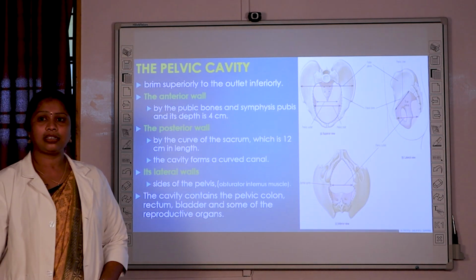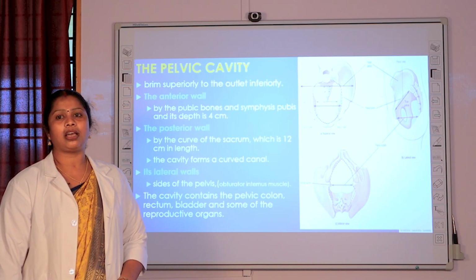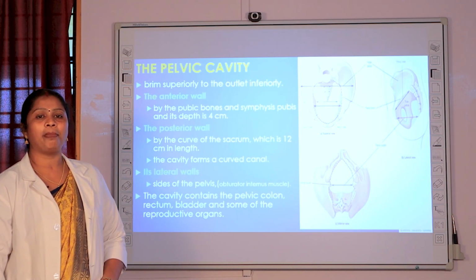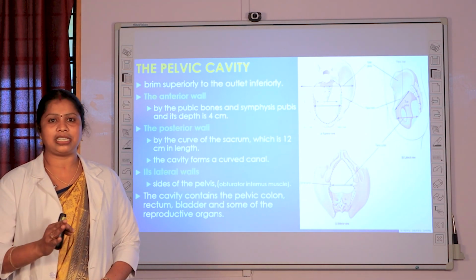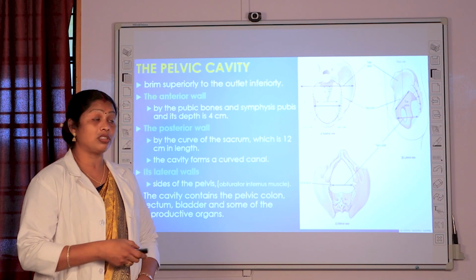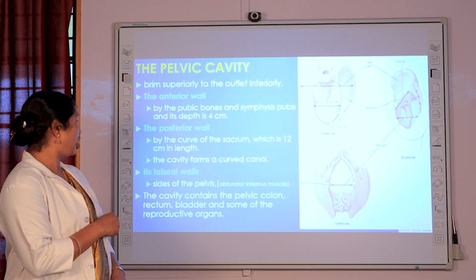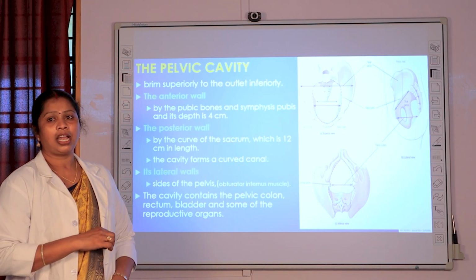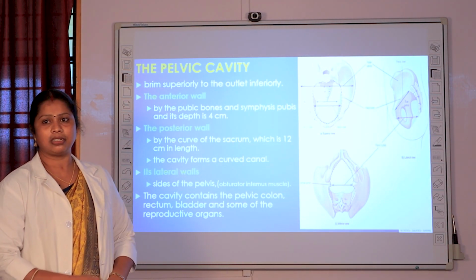Next one is the cavity, the pelvic cavity. The brim superiorly and outlet inferiorly form the cavity. The cavity is formed by 3 walls: anterior, posterior and lateral walls. The anterior wall is formed by the symphysis pubis and the posterior wall is formed by the sacrum and the lateral walls are formed by the obturator internus muscles.